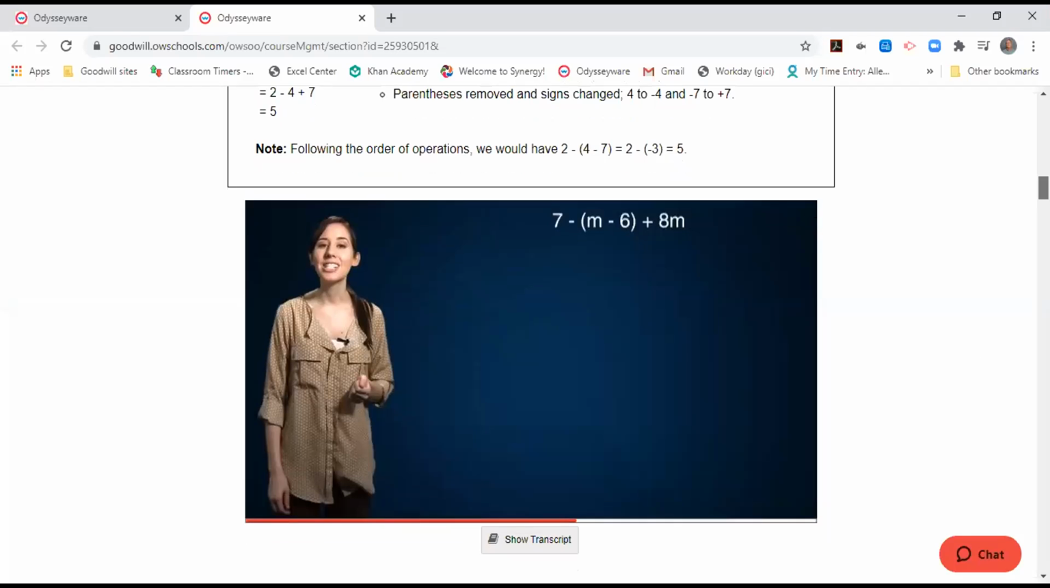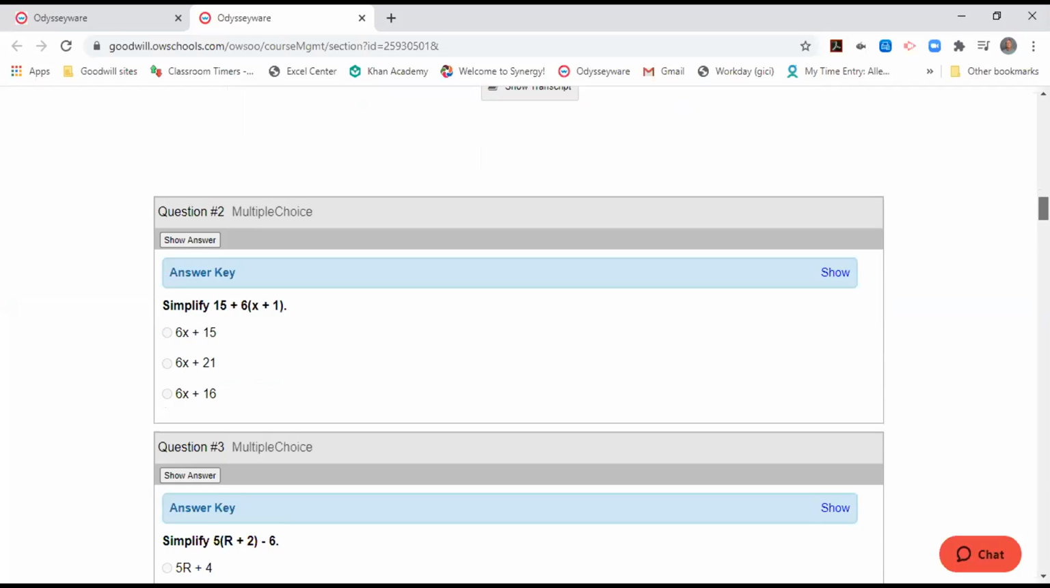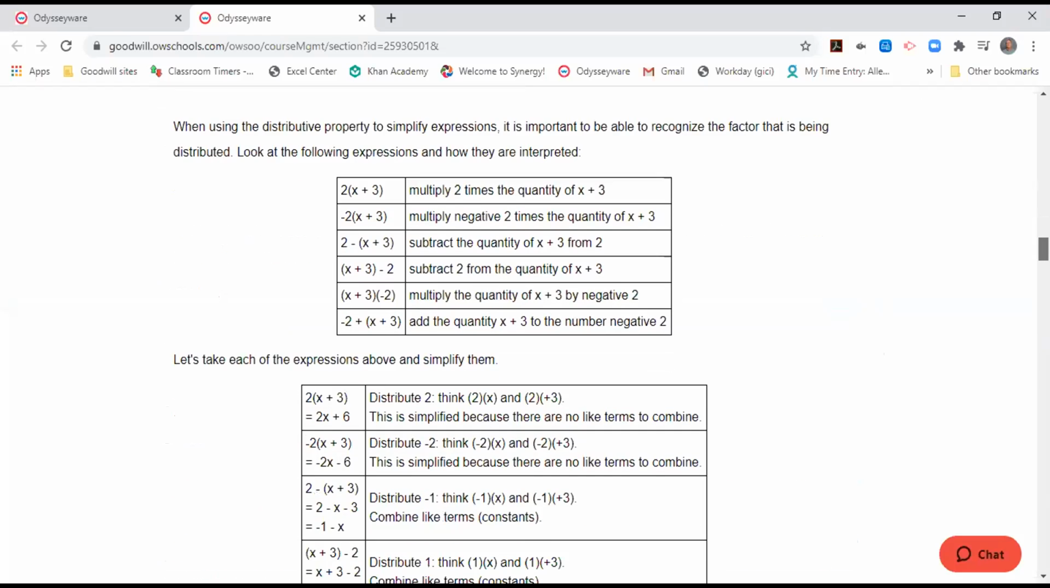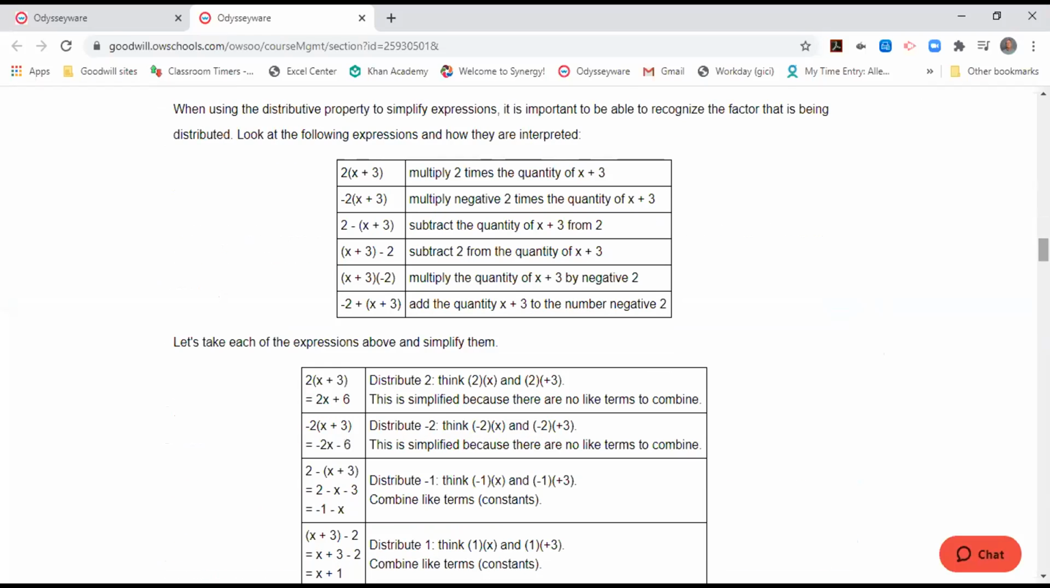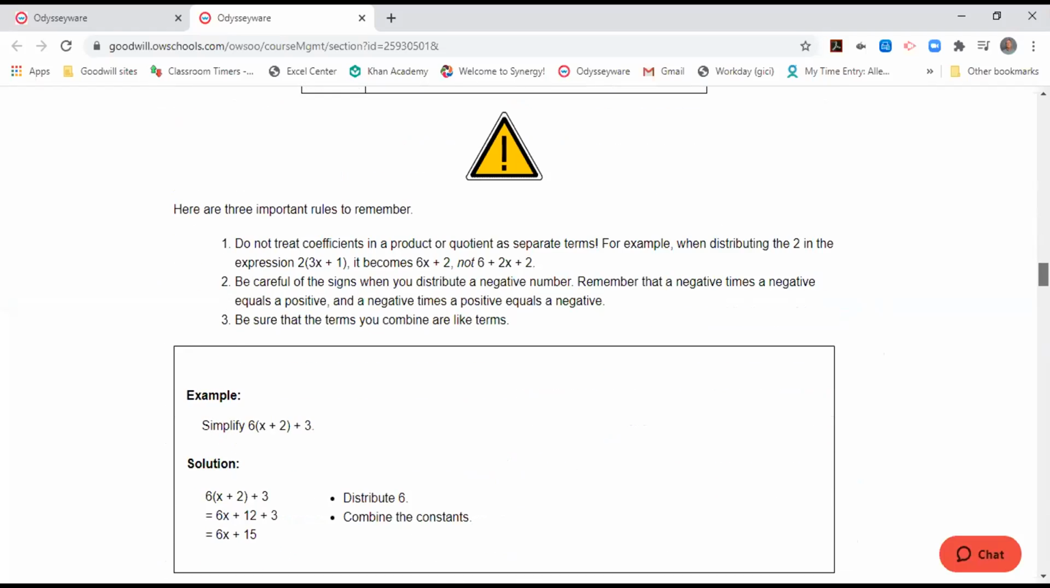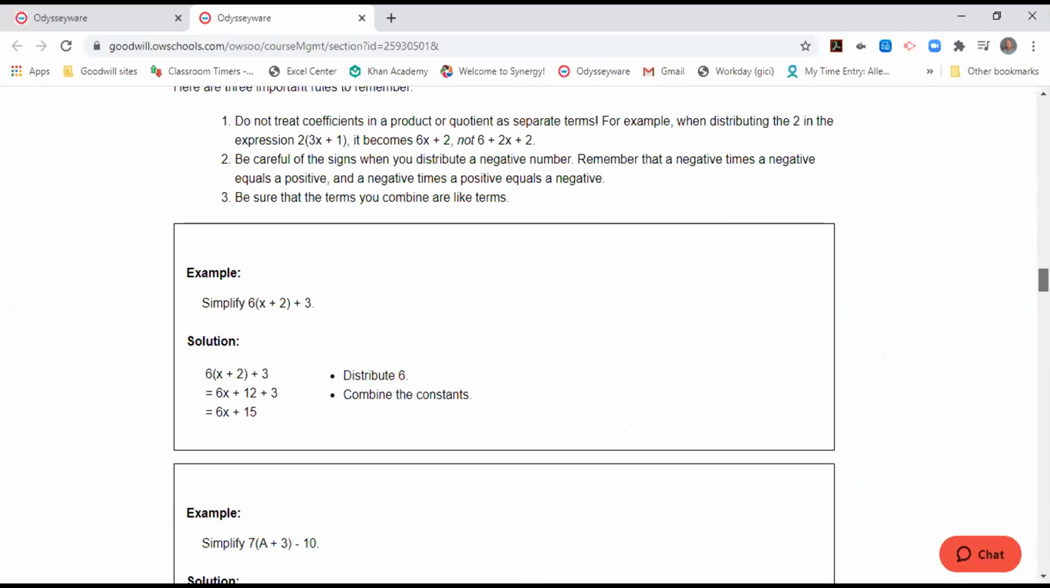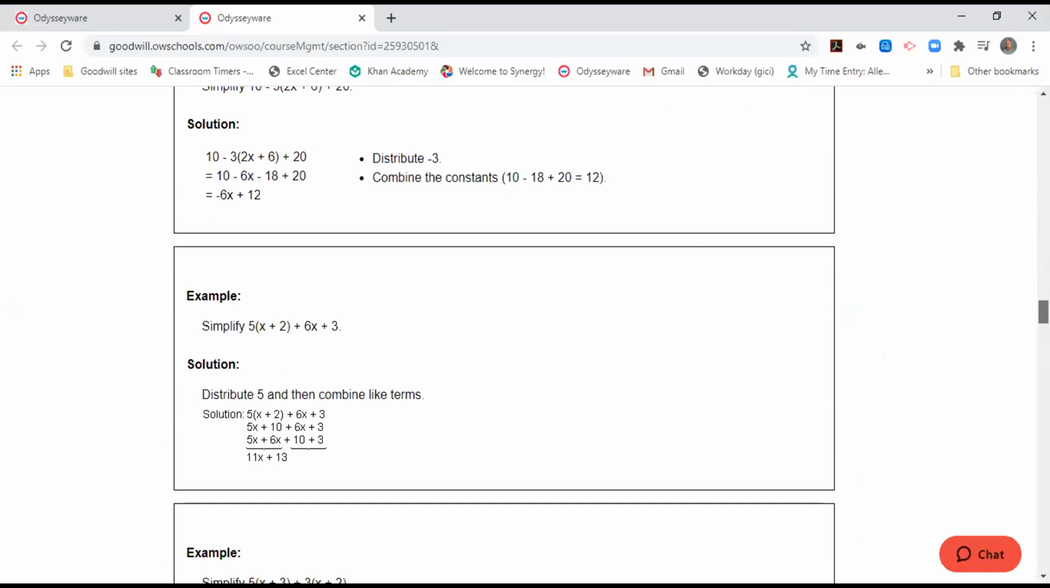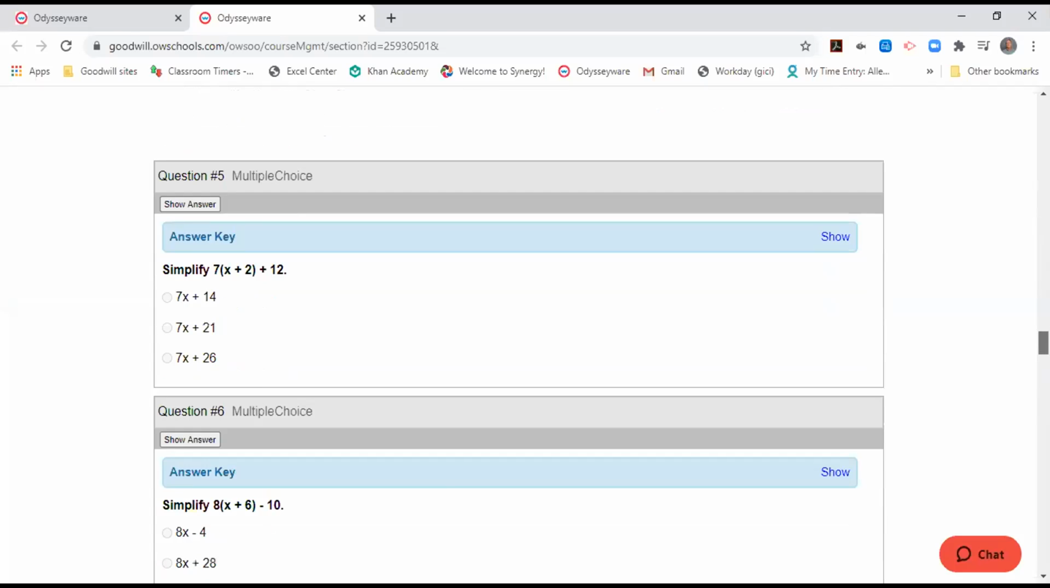Anybody have any questions so far about combining like terms using the distributive property? A lot of examples here in OdysseyWare for that.